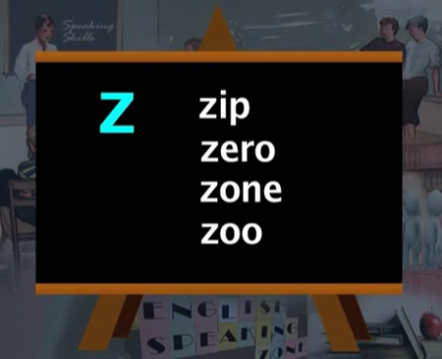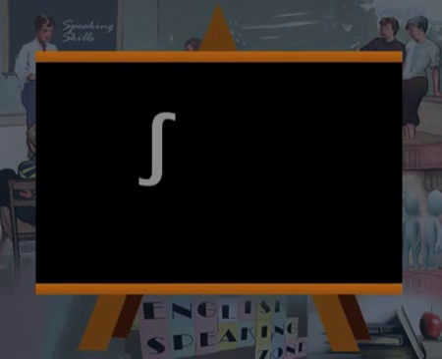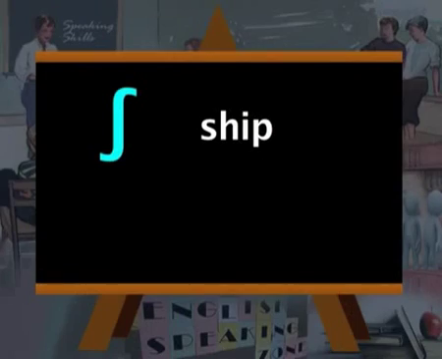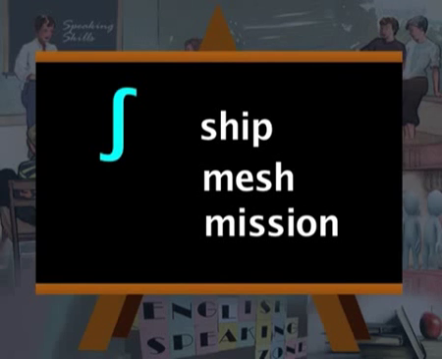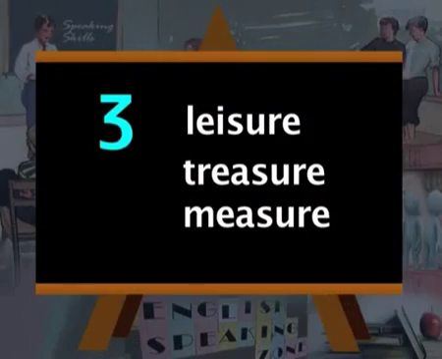And then next we have another pair, sh and then j. Sh is a voiceless sound. If you voice it, you get j. Sh sound, as we have in a word like ship, S-H-I-P, ship. And we have it in a word like mesh, M-E-S-H, mesh. And in a word like mission, and so on. And if you voice it, you get j, as you have in a word like leisure, treasure, measure. And in all these words, we have this j sound.